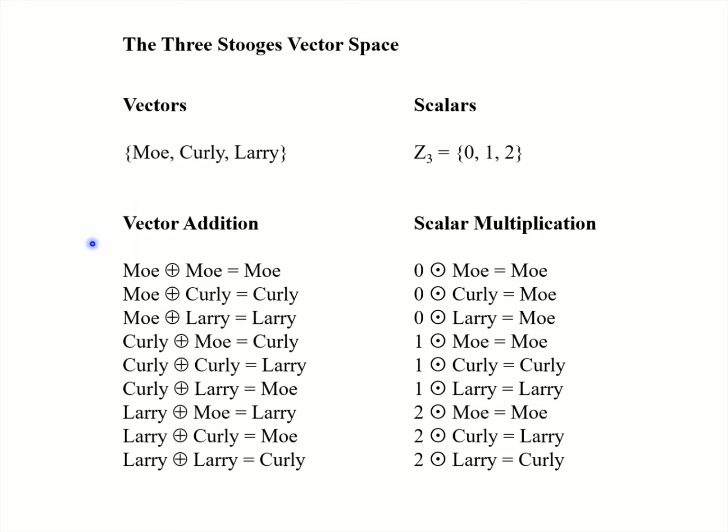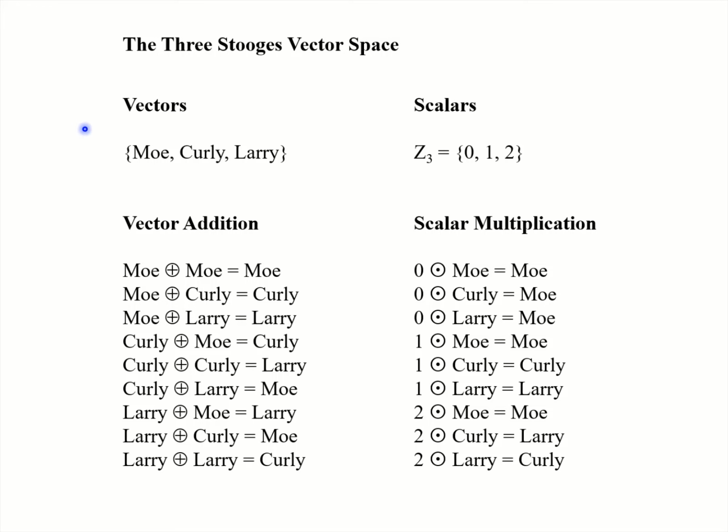So vector addition, I define it to be this way. Mo plus Mo is Mo, and Mo plus Curly is Curly. So Mo, Curly, and Larry are actual vectors. Vector addition is closed, and scalar multiplication is defined here. It's also closed. It will always give you a vector. The funny part about the Three Stooges vector space, it looks as if Mo is the 0 vector. And so you could actually run through the 10 axioms and verify that this is a vector space.